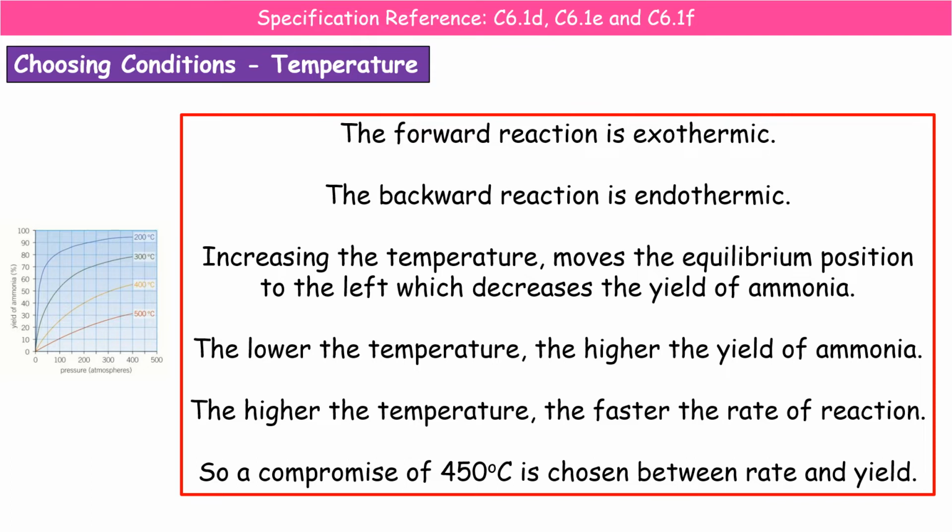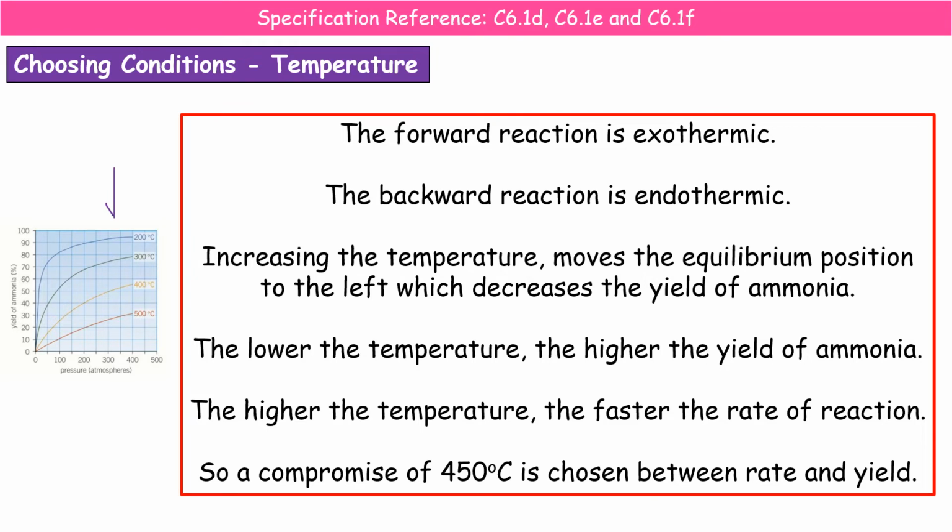You might be thinking, okay, so why do we use 450 degrees Celsius then? Why don't we use a much lower temperature? Well, if we lower the temperature, we're reducing the rate of reaction. So what that means is we need to pick a compromise between a high enough temperature to generate a fast rate of reaction, but a low enough temperature to not completely destroy the yield we get.